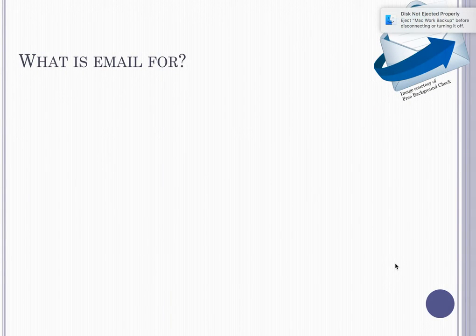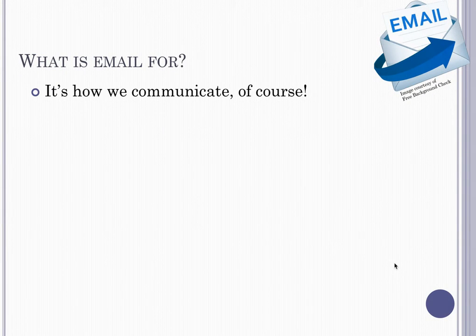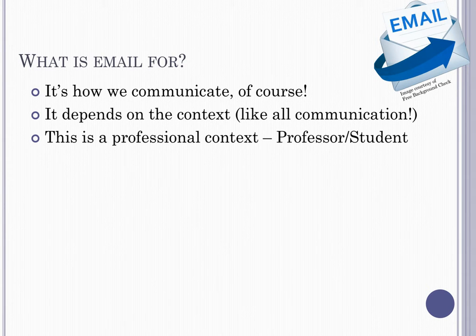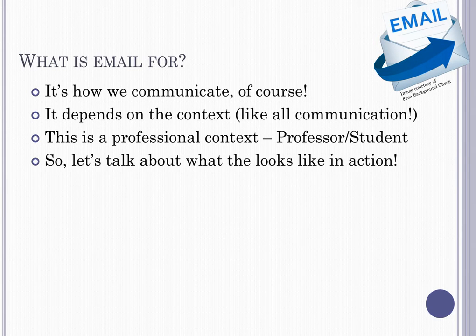So what is email for? Well, email is, of course, how we communicate. But more importantly, it's composed depending on the context. So, for example, what is the communication about? Now, when you send me an email, because I'm your professor, this is called a professional context. We have a professor-student relationship. Therefore, all emails should be composed in a professional way. So, what does that look like exactly?